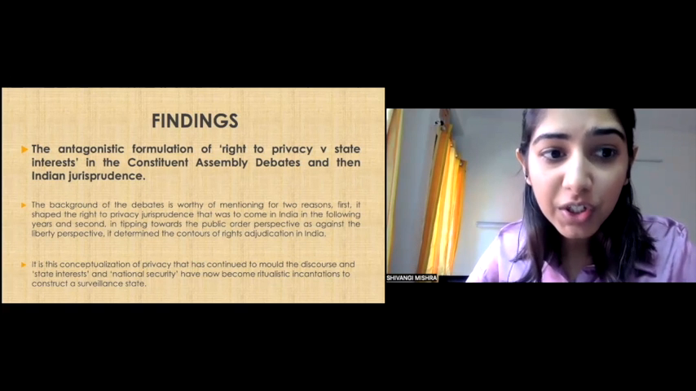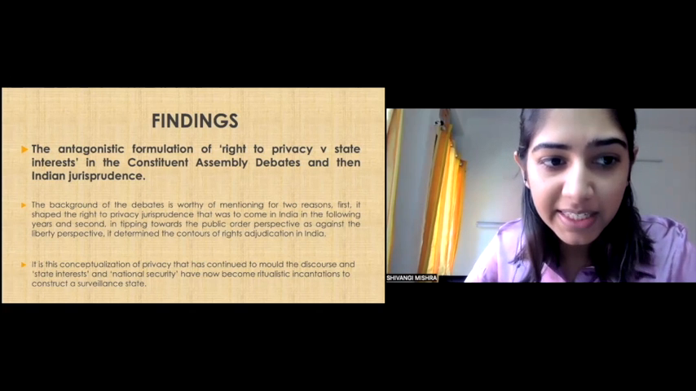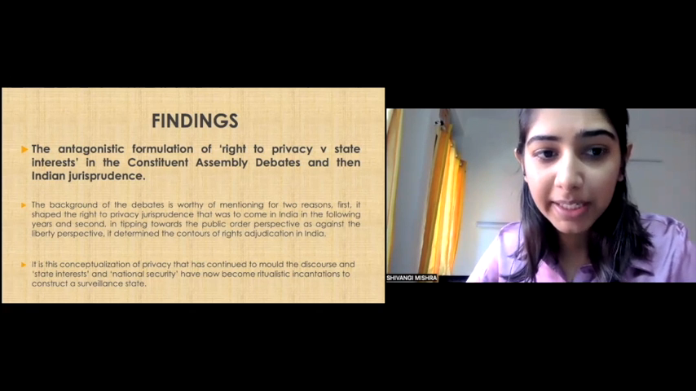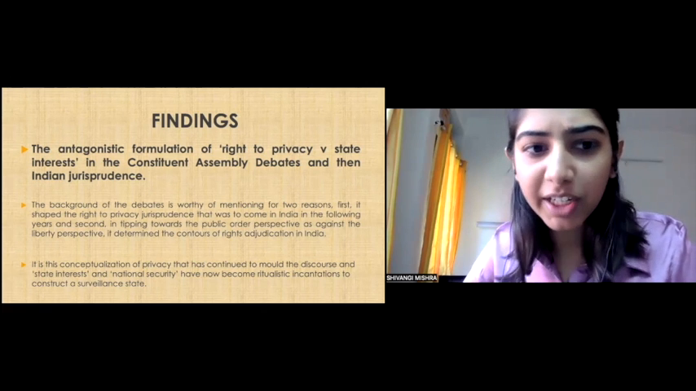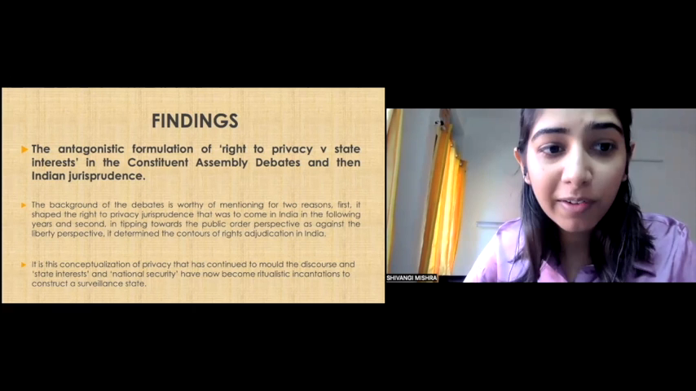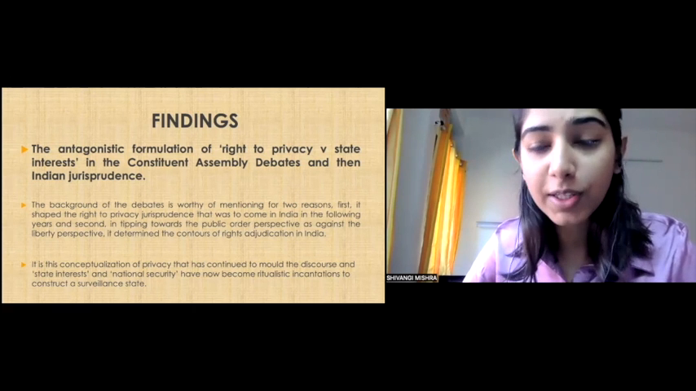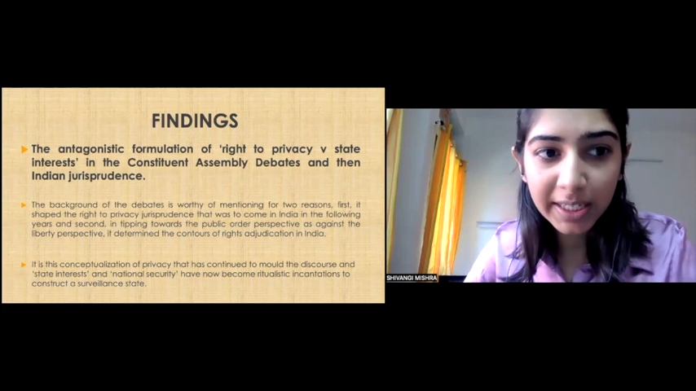And it's his vision of due process that heavily influenced his thoughts on privacy as an offshoot of personal liberty. And the principal objection that he had was that privacy would conflict with administration of criminal justice and efficient law enforcement in a country as large as India.